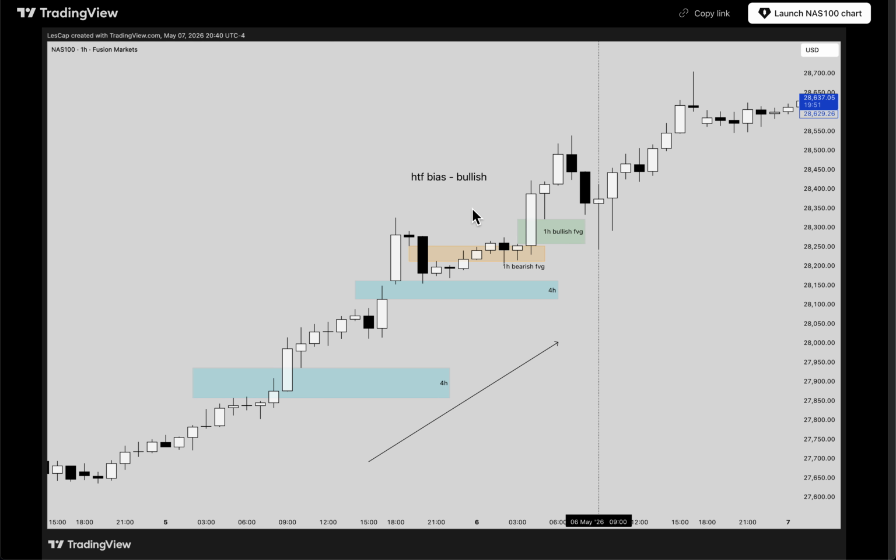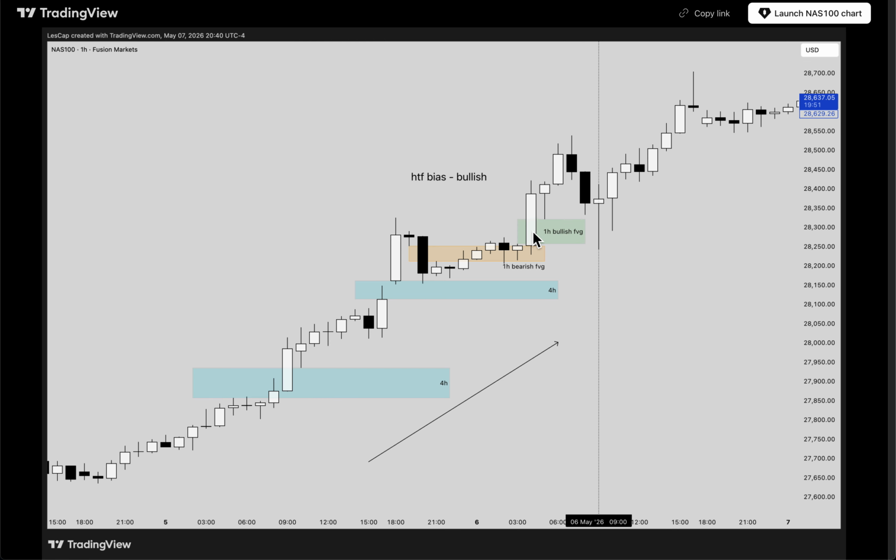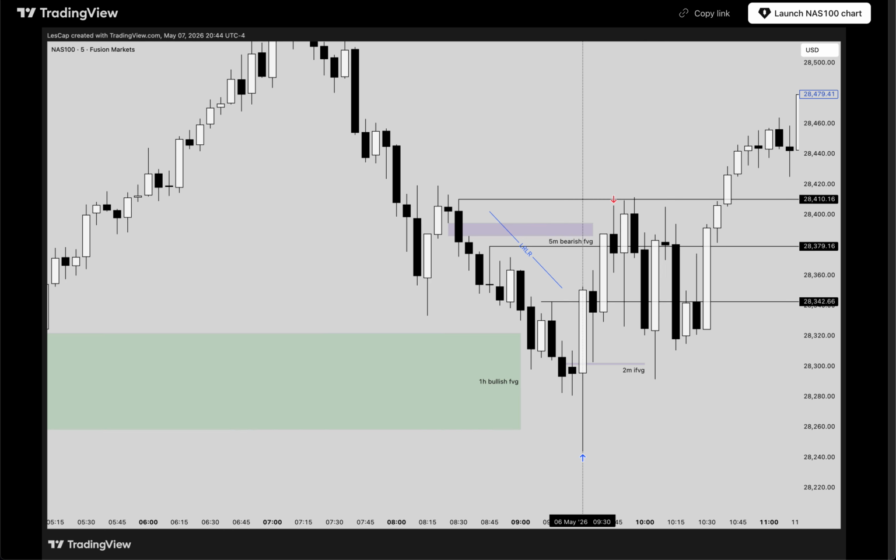So for my lower time frame setup and entry, I'm only looking for longs. If your high time frame bias is bearish, you'd only be looking for shorts, right? So we drill down to the 5 minute chart. I normally monitor the market on the 1, 2, 5, and 15 minute. So remember the 1 hour bullish fair value gap here. That's green. I want you guys to remember that. On the 5 minute chart, this is the green one.